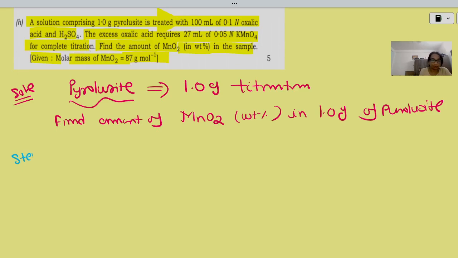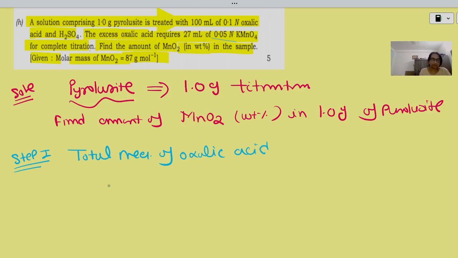So we will calculate step by step. In step number 1, we will calculate the total molar equivalent, because here the concentration is given as normality and the KMnO4 solution used is a normal solution. So first we will calculate the total molar equivalent of oxalic acid.